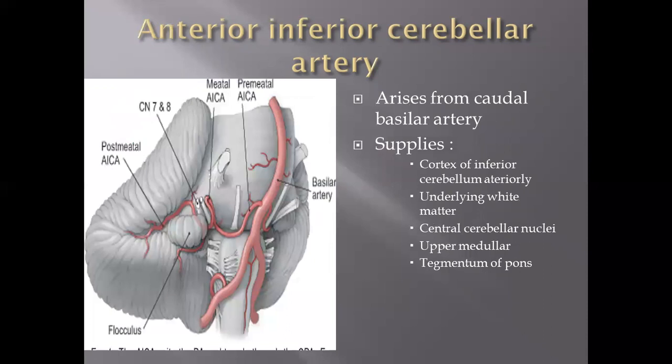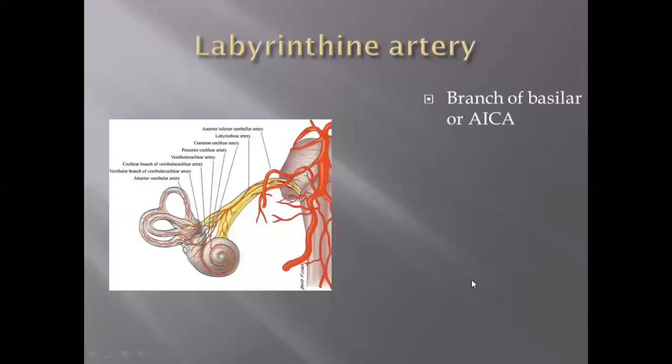Then there is AICA, which is now a branch of the basilar artery. This arises from the caudal end of the basilar artery, and it supplies the cortex of the inferior cerebellum anteriorly, and also the underlying white matter, the central cerebellar nuclei, the upper medulla, as well as the tegmentum of the pons. Right. Then there is the labyrinthine artery, which also comes from the basilar artery.